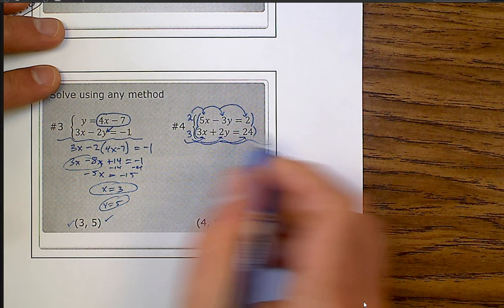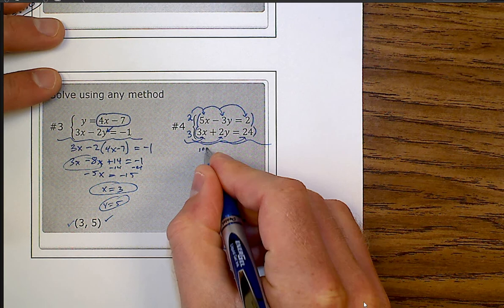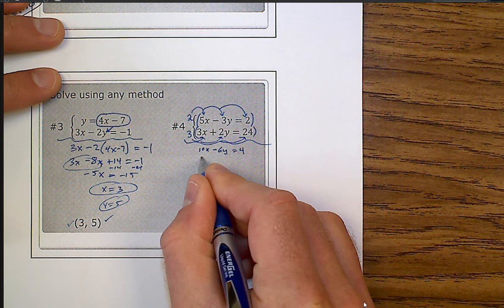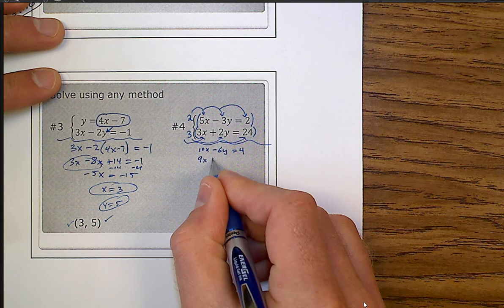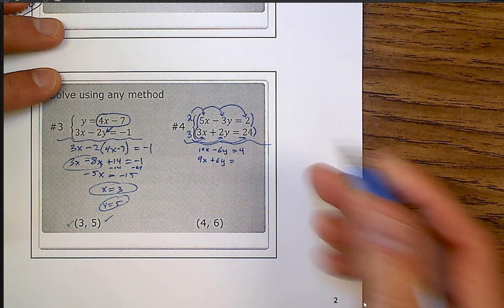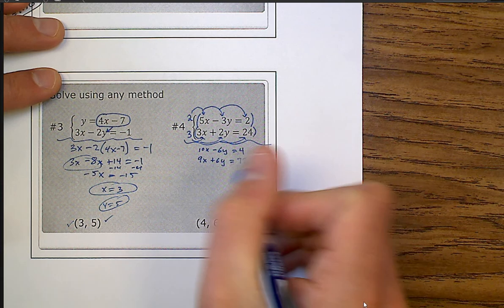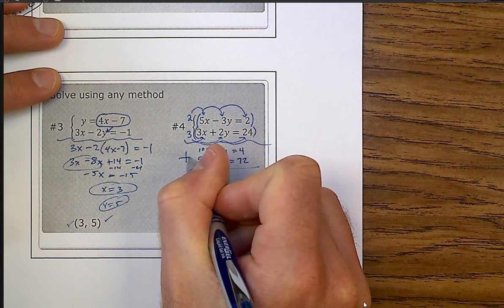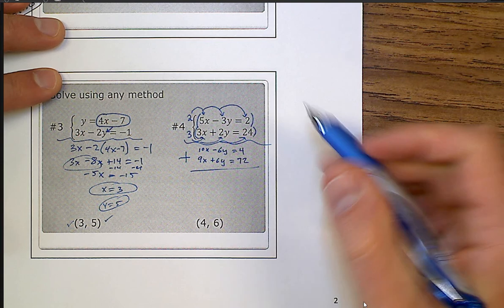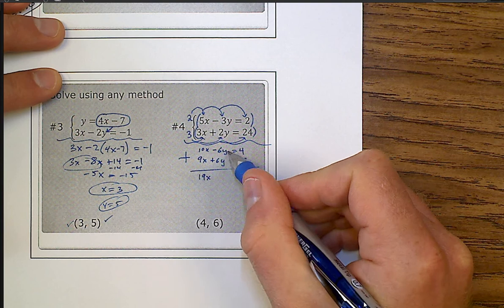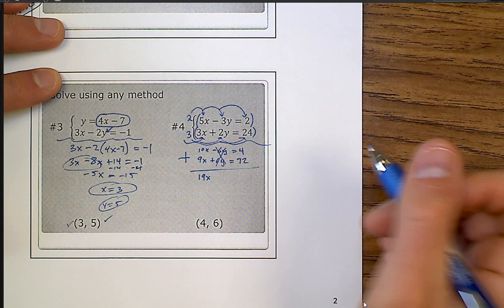And let's rewrite the top equation. That's going to be 10x minus 6y equaling 4. On the bottom we have 9x plus 6y equaling 3 times 24, which is going to give me a 72. And then I make a big giant plus sign out in front, and I just add my columns together. 10x plus 9x is 19x. Negative 6y plus 6y, they cancel each other out, hence elimination.